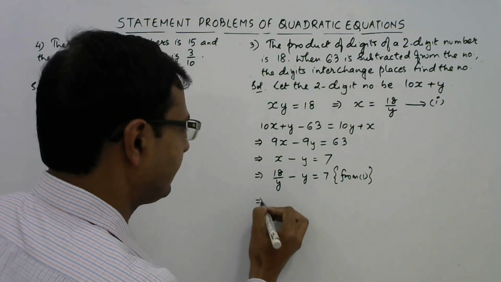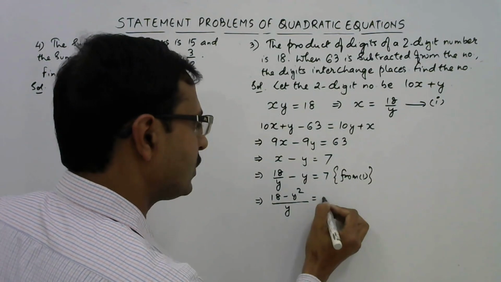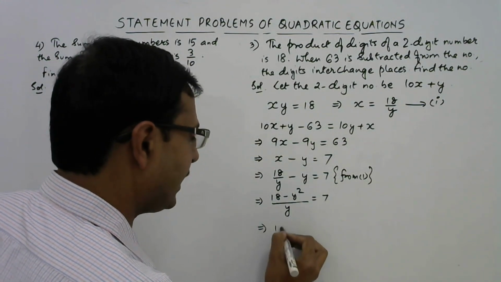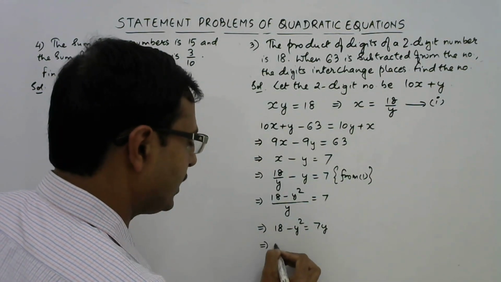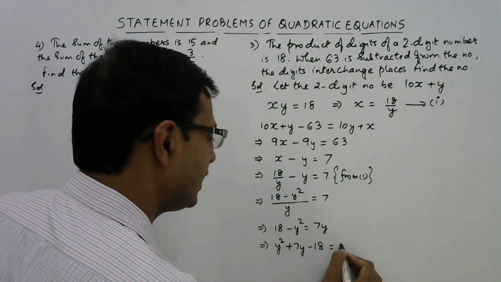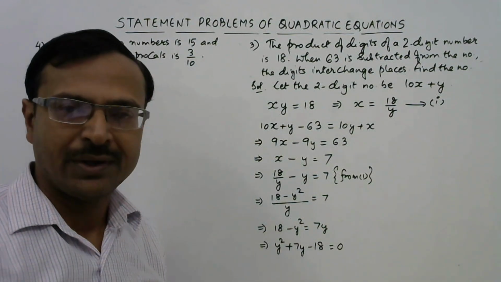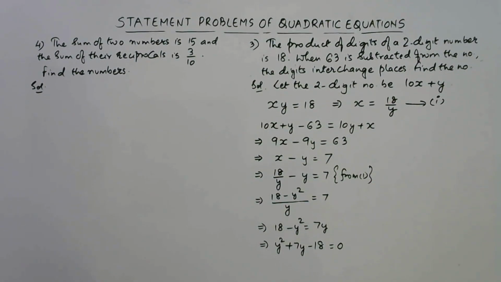And take LCM. y is the LCM. So 18 minus y square equal to 7. Cross multiply: 18 minus y square equal to 7y. And here we have the quadratic equation y square plus 7y minus 18 equal to 0. Now this is how we frame the quadratic equation.